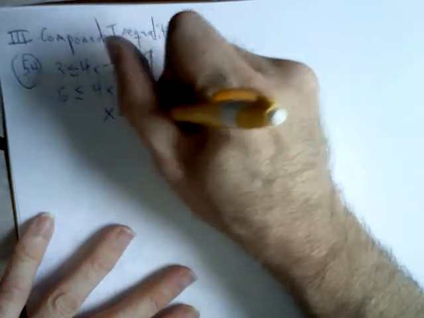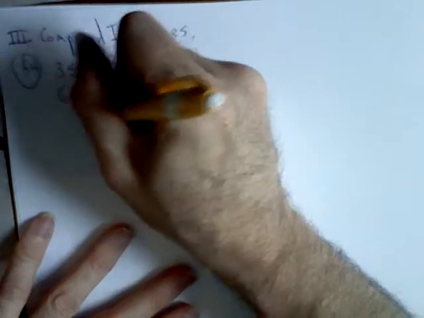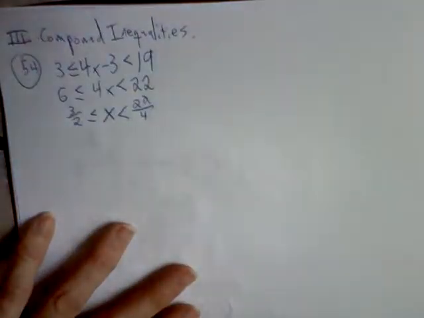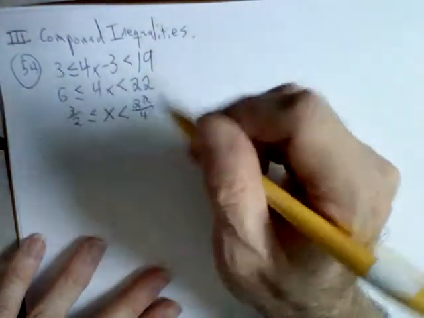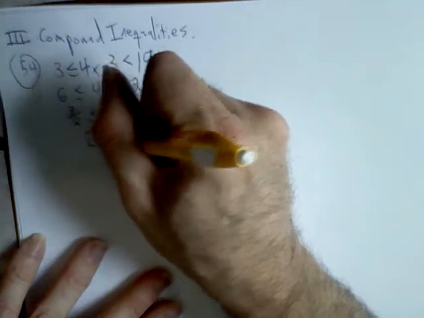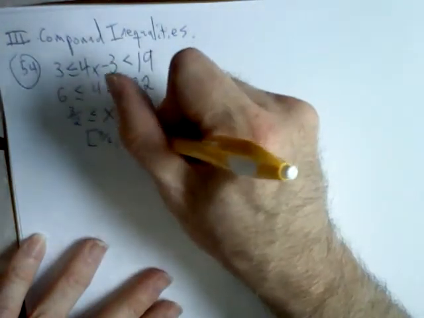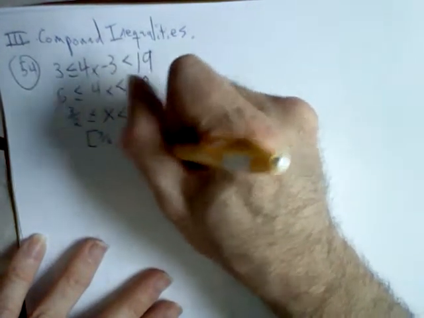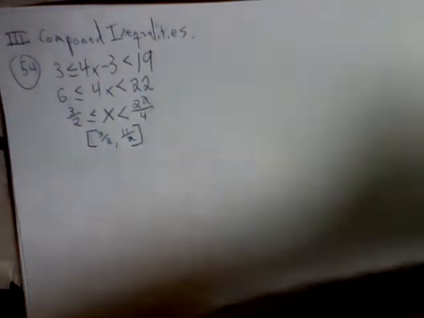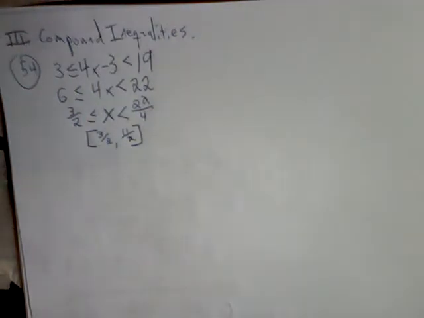Anyways, then you're going to divide all 3 sides by 4. So you get 3 halves less than or equal to x less than 11 halves. And then we could write up our solution in interval notation again. Okay, so we have 3 halves to 11 halves. We'll just rewrite that, simplifying, and that's it. So fairly easy so far.